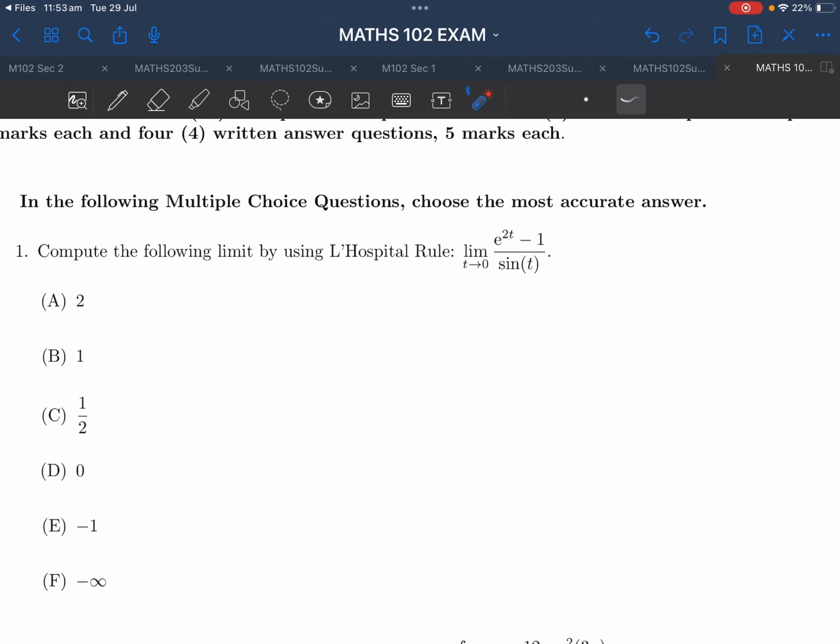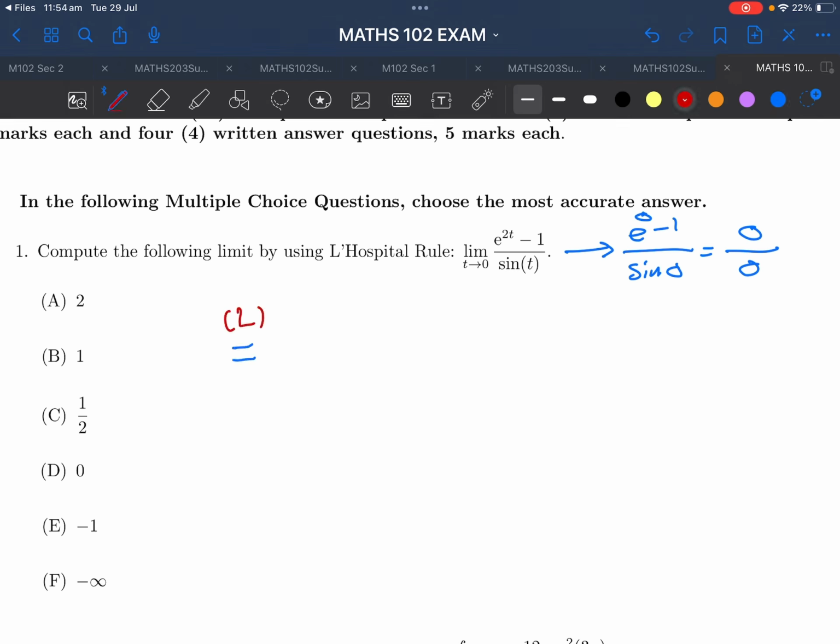It says compute the following limit using L'Hopital rule. So I have to use L'Hopital rule, and the first step we do direct substitution. Now if we do direct substitution, in the top you will get e power 0 minus 1. In the bottom, you will get sine 0, which is 0 over 0. So yes, we need to use L'Hopital rule. How is L'Hopital rule? We take the derivative of the numerator, derivative of the denominator, and then we find the limits.